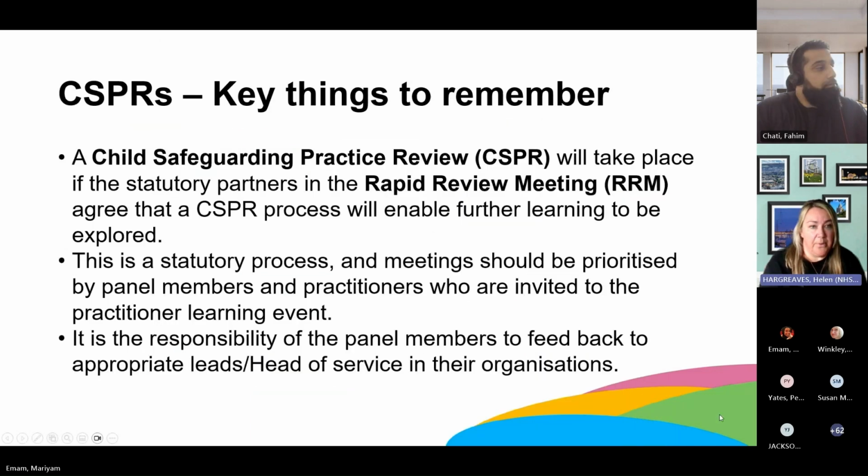So just some key points to remember then. Practitioners are fully involved and invited to contribute their perspectives without fear of being blamed. Families, including surviving children, in order that the child is at the centre of the process, are invited to contribute. Families understand how they're going to be involved and their expectations are appropriately and sensitively managed.